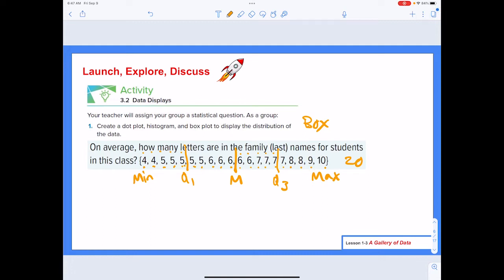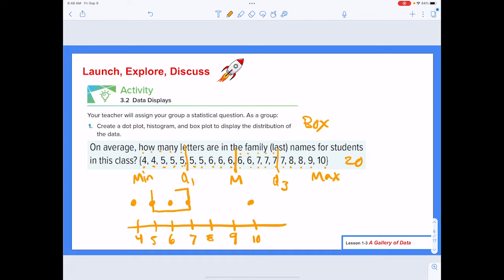Okay, so if we make a little number line, we can start it at 4, 5, 6, 7, 8, 9, 10. Okay, and we can label that real quick. All right, so our median is here at 6. Our Q1 is at 5. Our Q3 is at 7. Our maximum is at 10, and our minimum's at 4. So our box goes between Q1 and Q3. We draw a line for our median, and then we connect the lines here for our maximums and minimums.